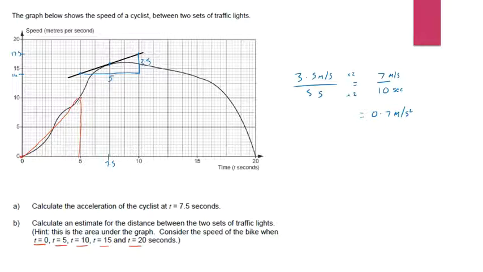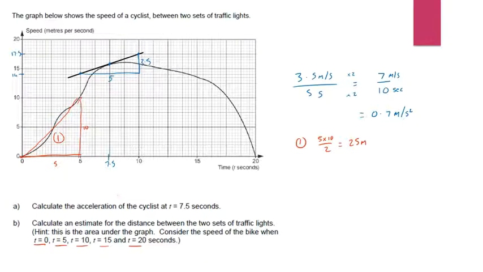I've got a triangle, and to work out the area of this triangle, I'm going to call this area number 1. It's a triangle, so it's base times height divided by 2. So that's 5 times 10 divided by 2. In this case, 50 divided by 2 is 25. So the distance there is roughly 25 meters.